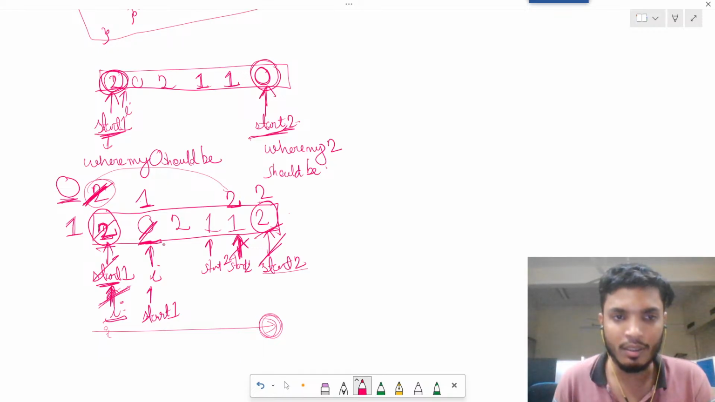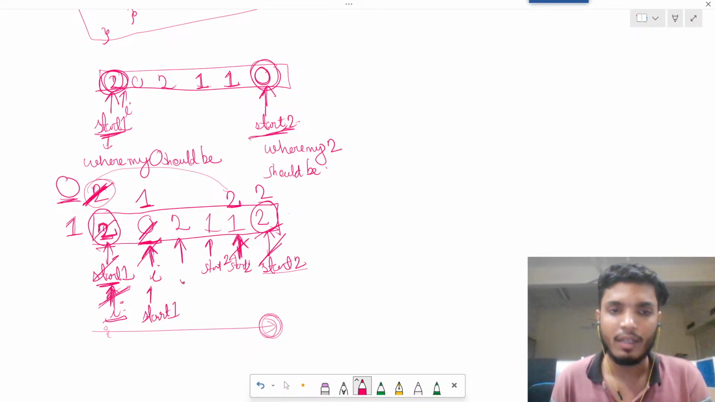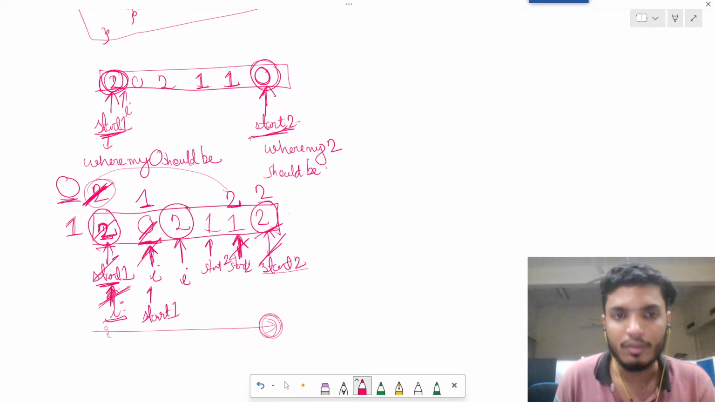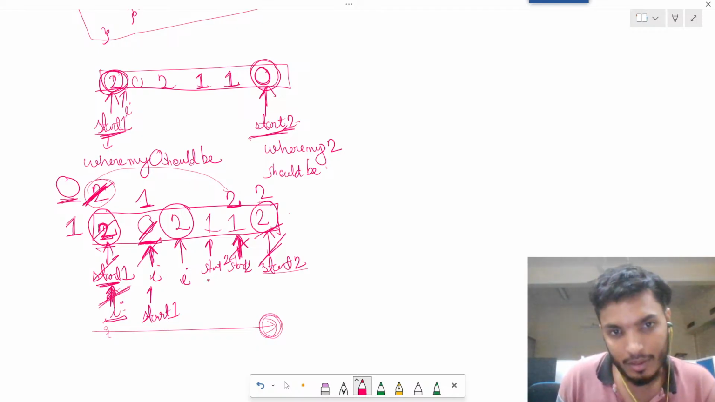Now here I have this I, this is 1. As soon as it is 1, I'll move this I again here, because this is not 0, this is not 2. Again this I is here, so what is this I? This I is 2. As soon as I is 2, what I need to do is again swap with the start 2 position.